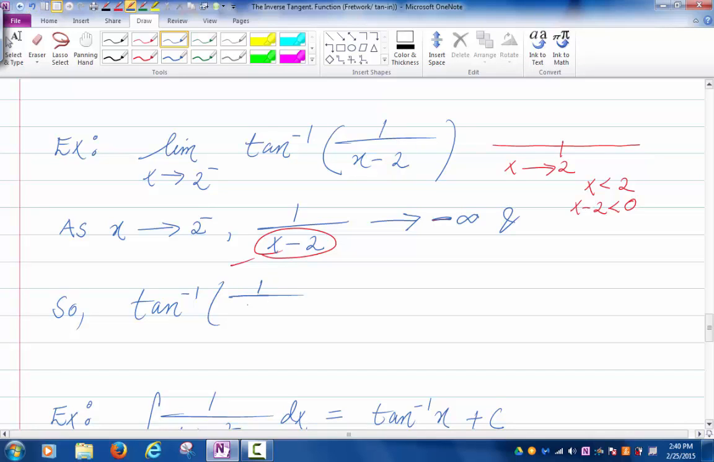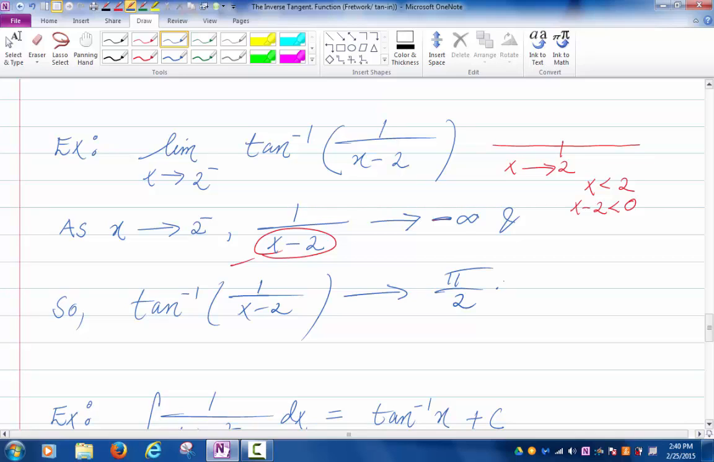I have 1 over x minus 2, and the quantity inside the parenthesis goes to negative infinity, so this guy is going to go to pi over 2. Why? Because at the very beginning I said tangent inverse of x goes to pi over 2 as x goes to infinity, right? So you have to remember that. Tangent inverse of a quantity that goes to infinity will go to pi over 2.